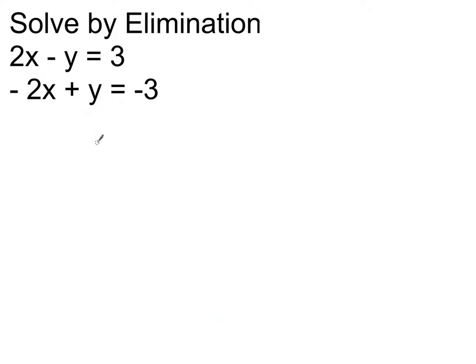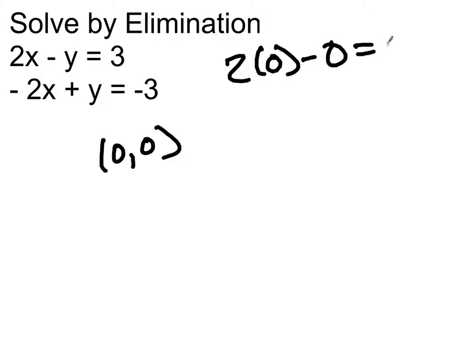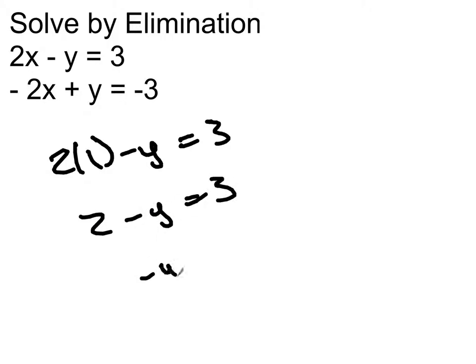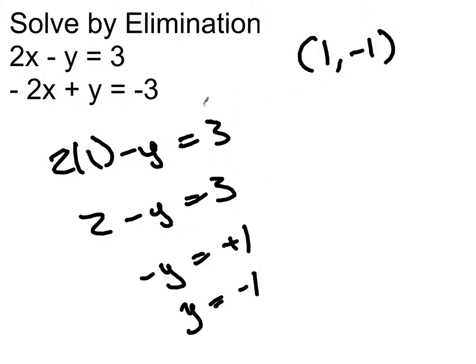That doesn't mean anything is a solution. So for example, 0, 0 is not a solution. 2 times 0 minus 0 equals 3. That's not true. That's 0 minus 0 equals 3. That's not true. So not everything is a solution, but there are an infinite number of solutions. So if I plugged in 1 for x, I could find a y that would work. So if y was negative 1, here's a solution.